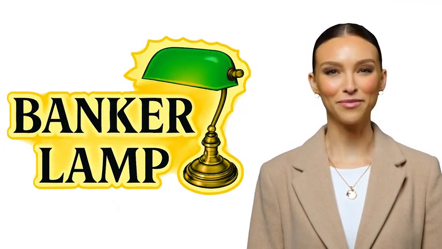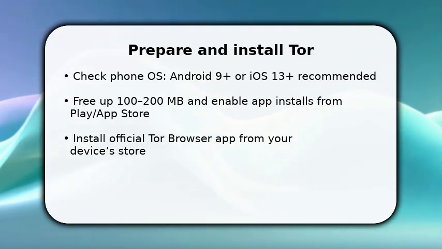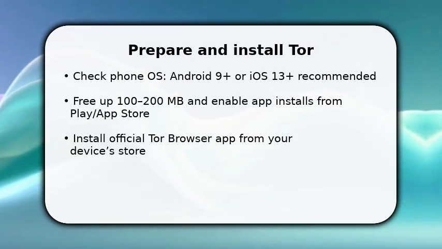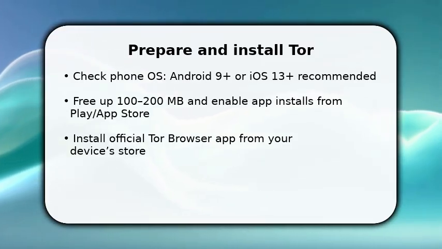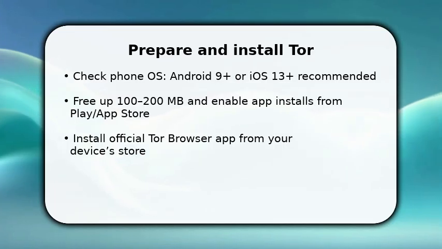Please enjoy the video. You start by confirming the essentials, your phone OS and available storage. Once done, open the official store and search for Tor Browser. Make sure the publisher matches the Tor Project. Tap Install and allow requested permissions. Do not grant unrelated system access.